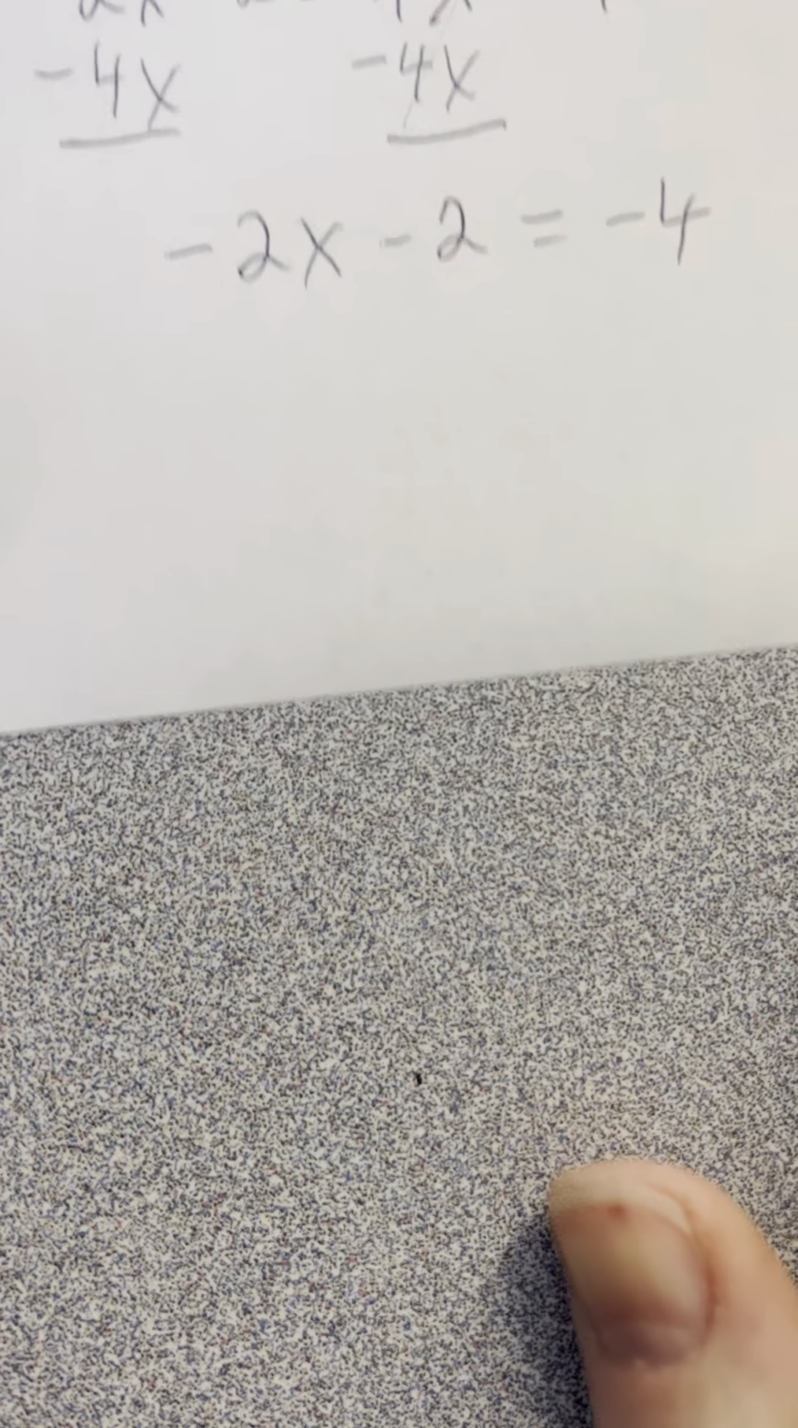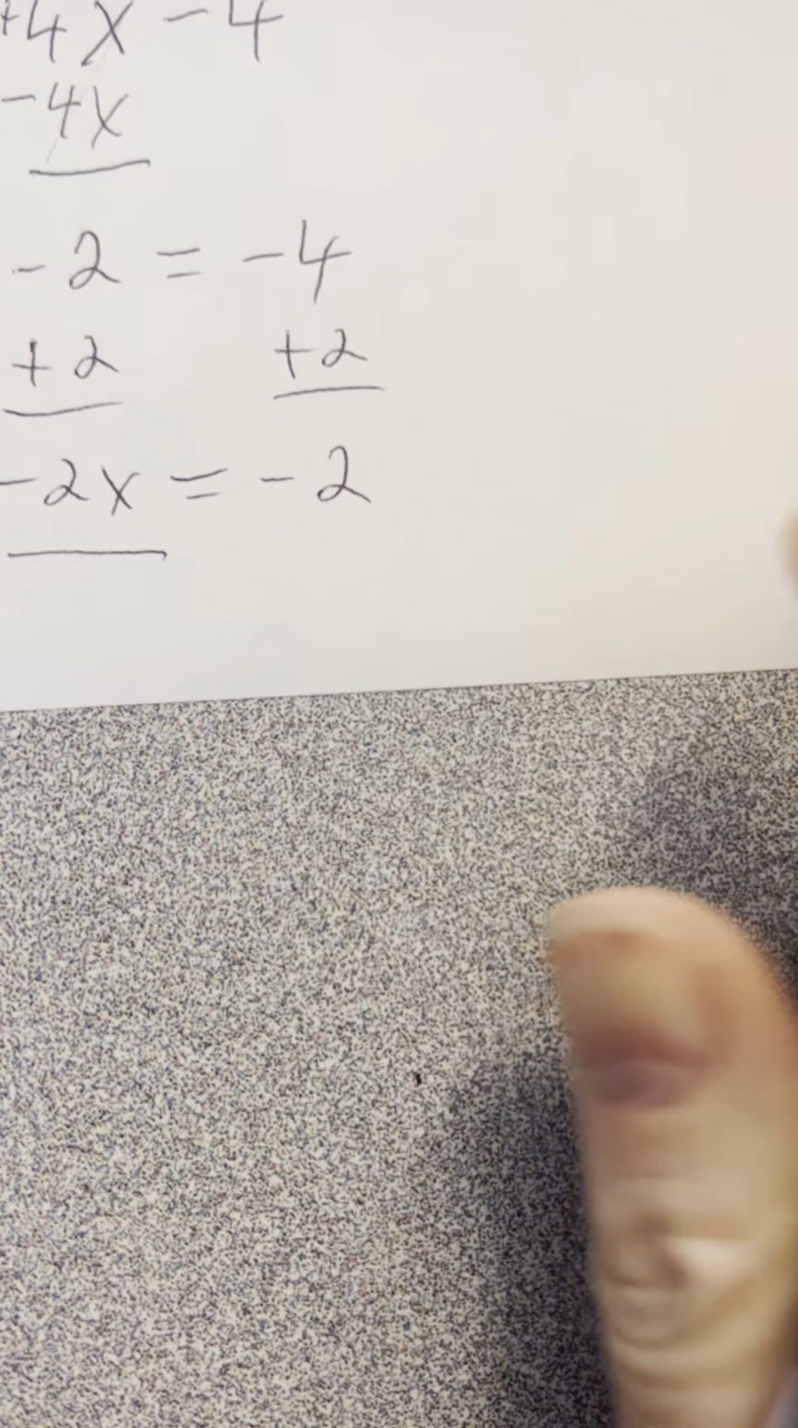All right, that little trick I taught previously. Okay, now we are back to a one-step equation. So plus 2 to both sides. And then last step, see how the larger number carried the negative? All right, last step, divide by negative 2.